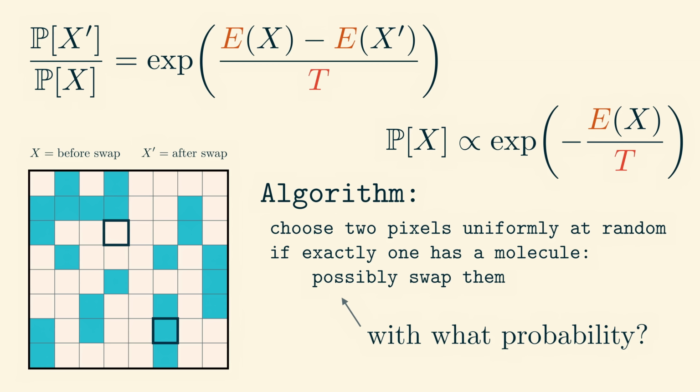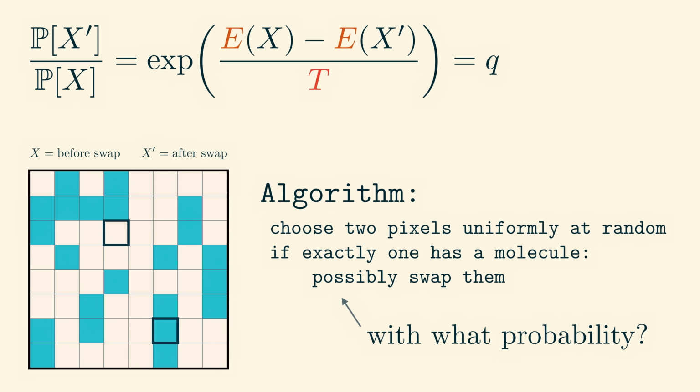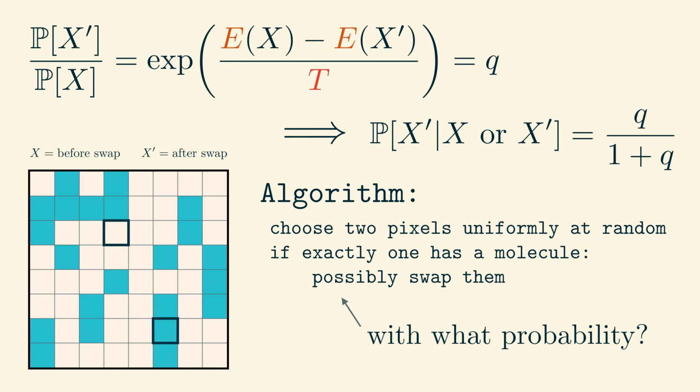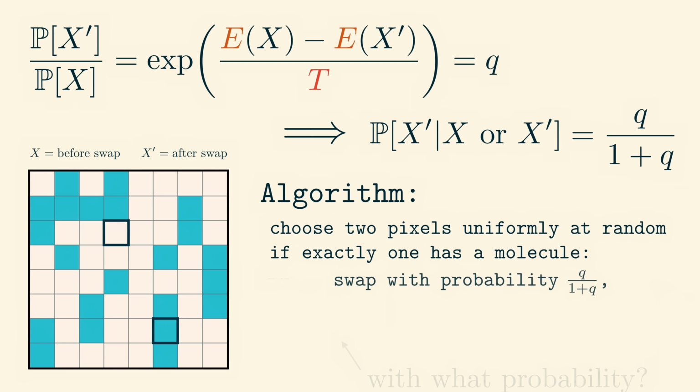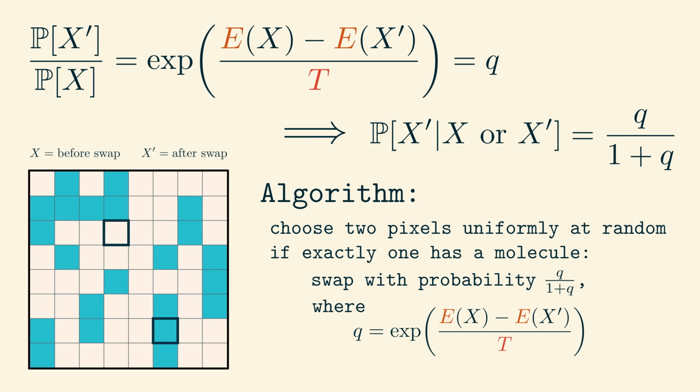Now, given that we've chosen this pair of pixels to potentially swap, we can only choose between x and x prime. So, given that we've only got 2 choices and we know the ratio of their probabilities, we can also find each probability individually, because the probabilities have to add up to 1. If you only have 2 choices, and the ratio of their probabilities is q, then the probability of the choice in the numerator is q over 1 plus q. So this is the probability that we pick x prime, or in other words, the probability that we swap the molecules. And that's basically it. Repeating this one step is the entire algorithm.